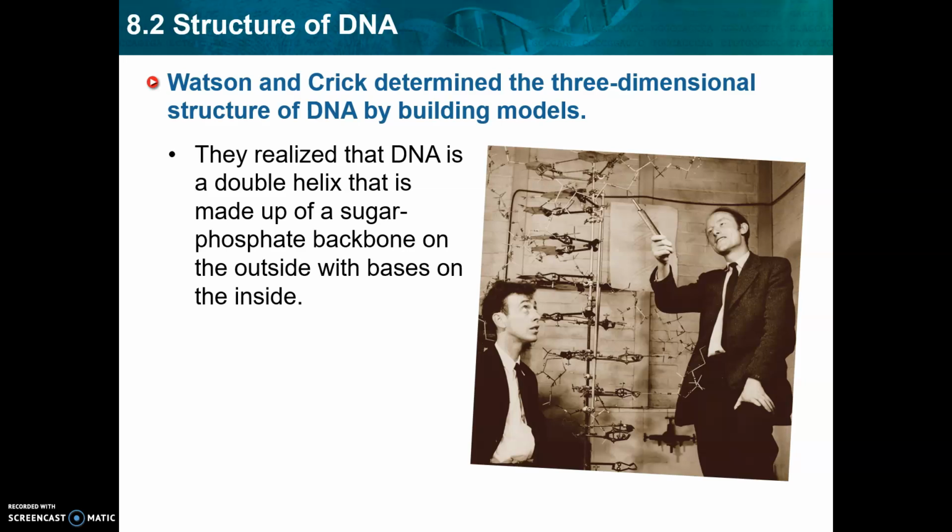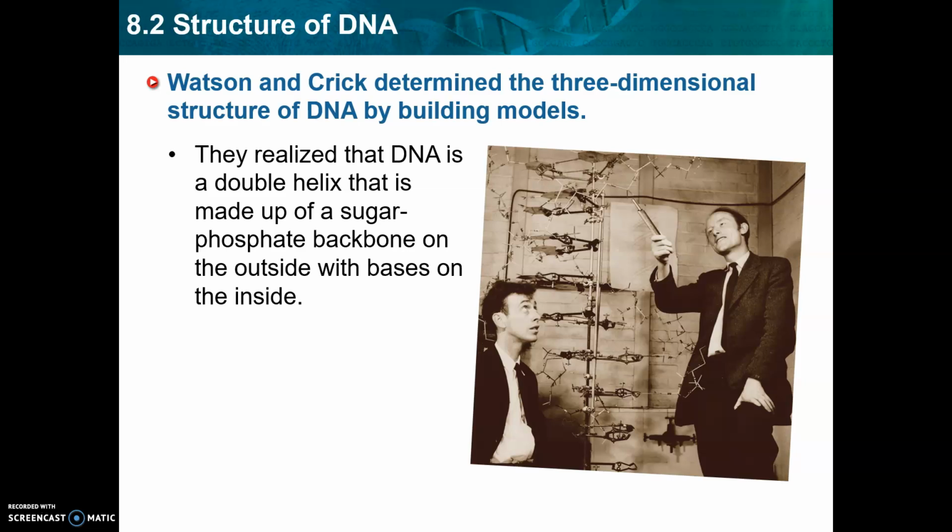And when they built their model, the key thing was realizing that DNA was a double helix. Double helix meaning two strands that are wound around each other, kind of like a ladder if you were to twist it into a spiral. And that double helix was made up of a backbone, or two backbones. The two sides of the helix would be made out of sugars and phosphates, and then those nitrogen bases are going to connect on the inside of the DNA molecule. And we'll look at a diagram of that in just a minute.